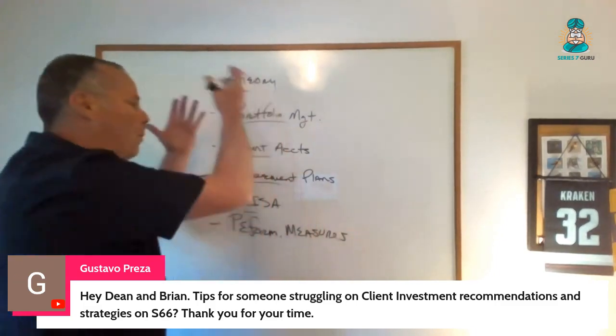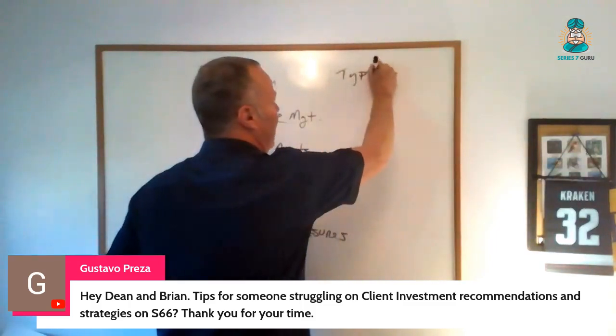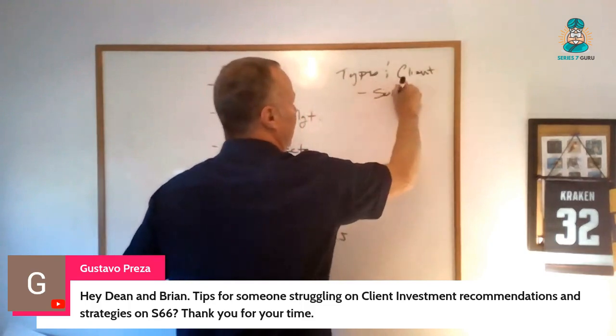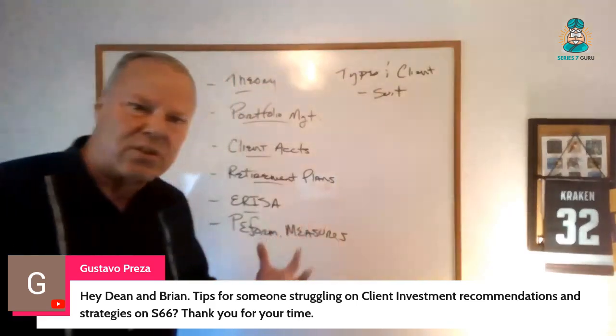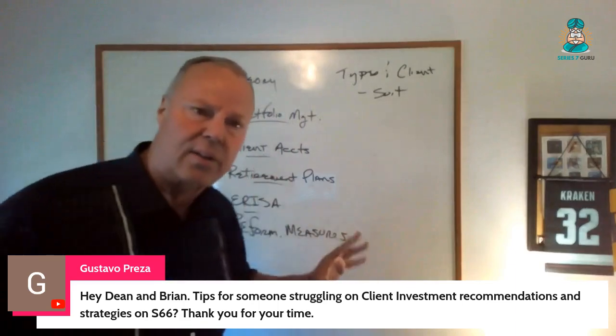So there's your potpourri. And as Dean said, you also have the types of clients and some suitability stuff in there. That's where all the different business clients, the LLCs, the S Corps, the sole props, the C Corps, those kinds of things, the trust accounts. There's a lot of content, man.